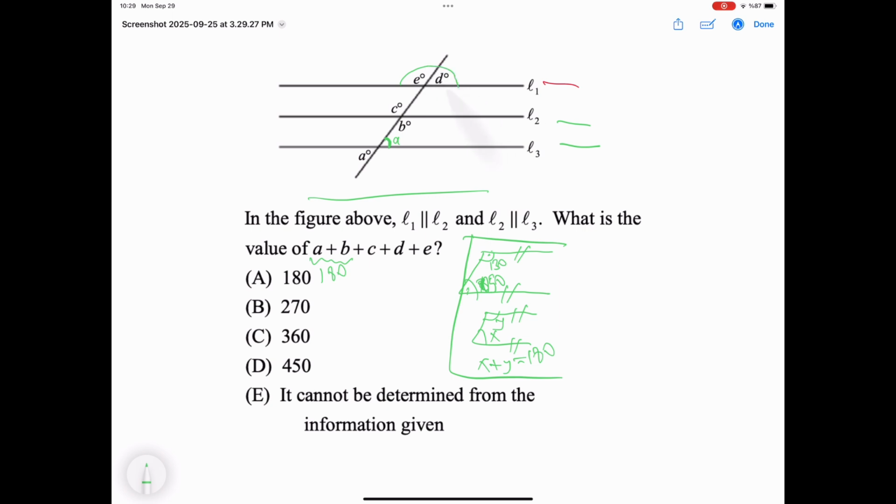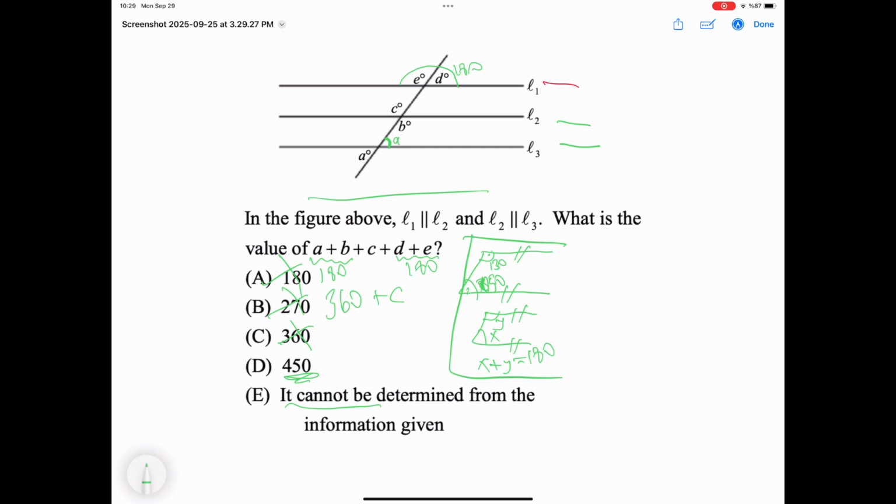And this is a straight line, E and D. So D plus E should be 180. So the equation is something like this: 360 plus C. So the answer can't be this, because it should be more than 360. This and this. So it is either 450 or E. We can't determine it based on this information.